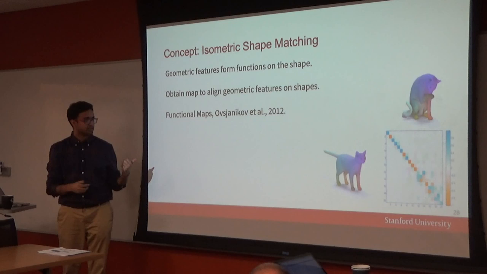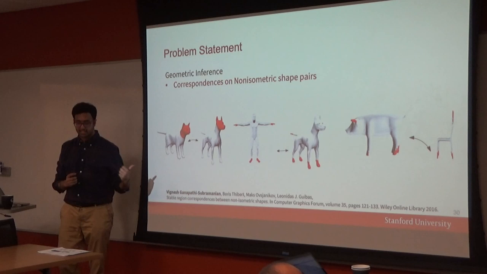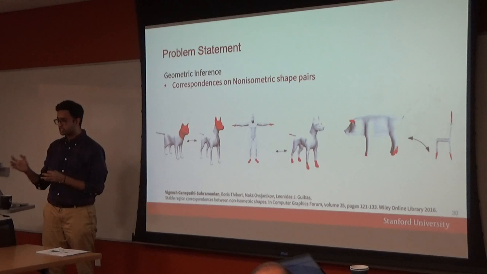In the first work of the thesis, I shall talk about obtaining correspondences on non-isometric or very different shape pairs. Here, we shall still use ideas from the functional map setup, but shall extend this to non-isometric or extremely different shapes.